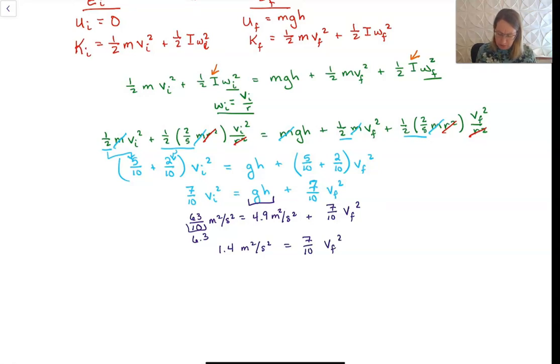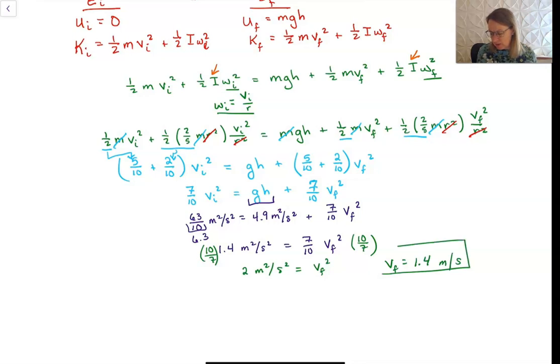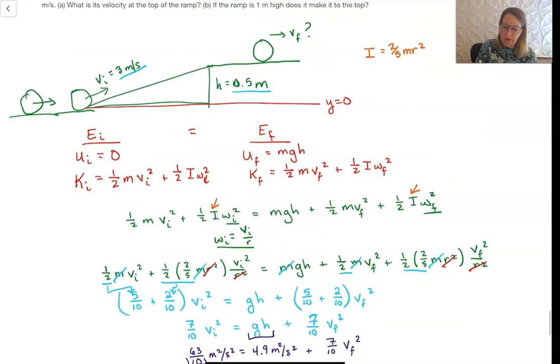We multiply both sides by 10/7, right? That gives me 14/7, or 2 meters squared per second squared is equal to v final squared, or my v final equals the square root of 2, which will be 1.4 meters per second. So that's the final speed at the top of the ramp. So right up here, that's my final speed.